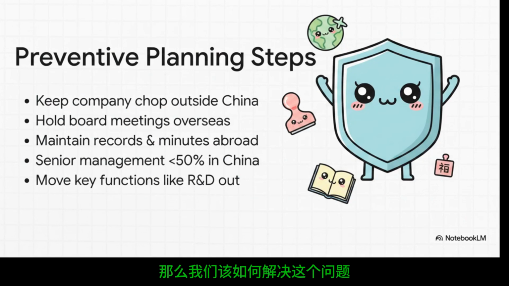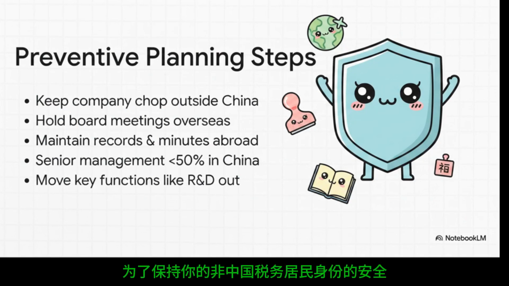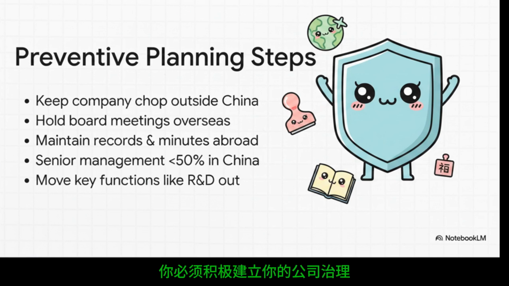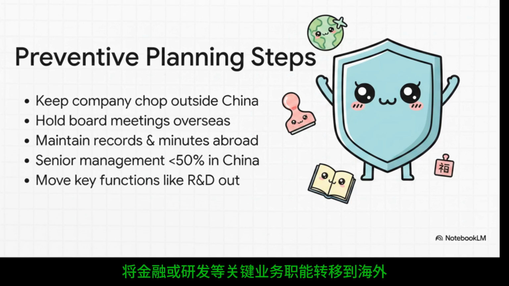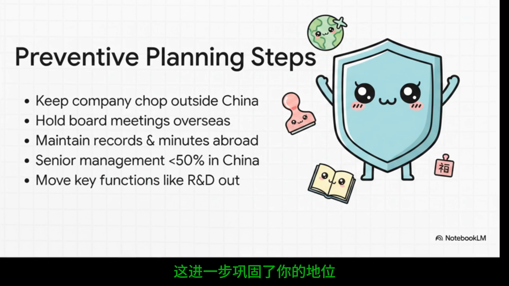So how do we fix this? To keep your non-Chinese tax resident status secure, you've got to build some actionable protective shields. You literally must actively set up your corporate governance to prove that management is genuinely offshore. Keep the company CHOP, your official corporate seal, along with accounting records and board minutes safely outside of China. Physically hold your strategic board meetings abroad. And critically, you need to ensure that less than 50% of your senior management habitually reside in China. Moving key business functions like finance or R&D overseas, that further solidifies your position.